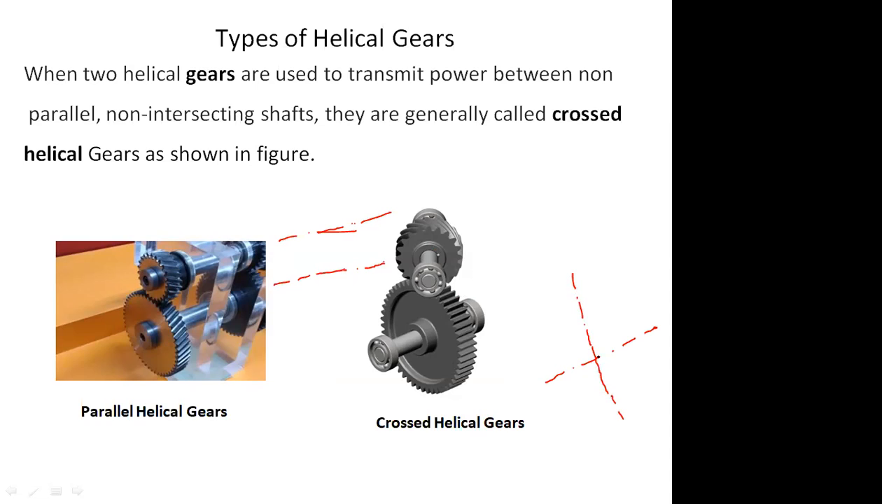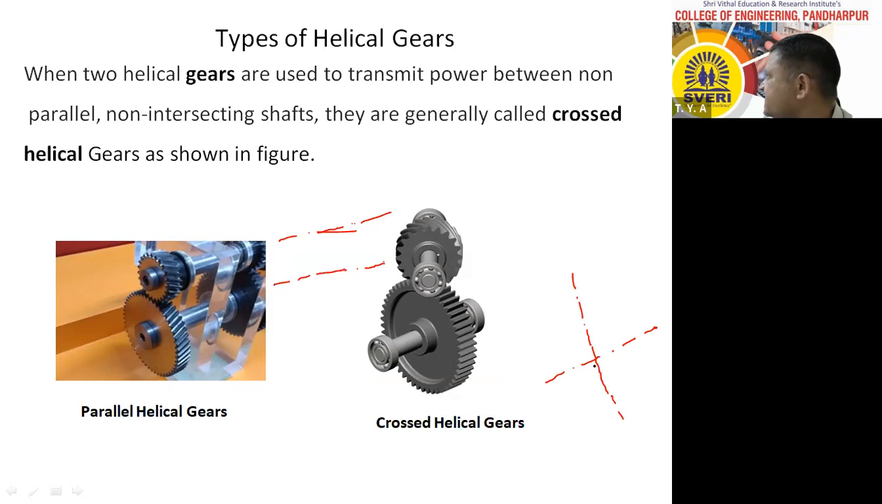Now when you will see top view, axes are intersecting, but this is not the case. The axis of this shaft is going like this, and axis of this shaft is going like this. Therefore, the axes of the two gears are not parallel to each other, and they are not intersecting with each other, and that's why they are known as crossed helical gears. If you see, this gear is placed like this, while this gear is placed rotated like this. Therefore, this is known as crossed helical gears.